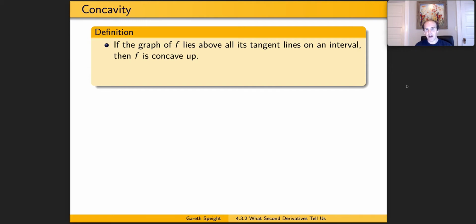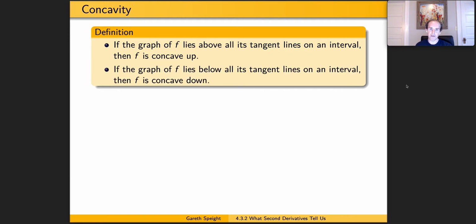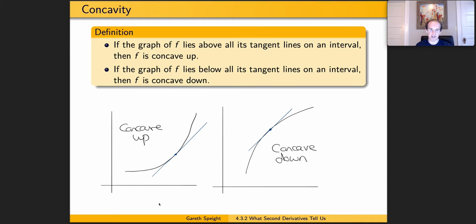Anyway, so if the graph of f lies above the tangent lines on an interval, we say that f is concave up. And if the graph of f lies below its tangent lines on an interval, then f is concave down. Okay, so on a picture, the pictures are something like this. So here on the first graph, this function is getting steeper and steeper, and wherever we draw the tangent line, it is always going to lie below the graph. Whereas on the second one, the curve is getting less and less steep, and wherever we draw the tangent line, it will lie above the function.